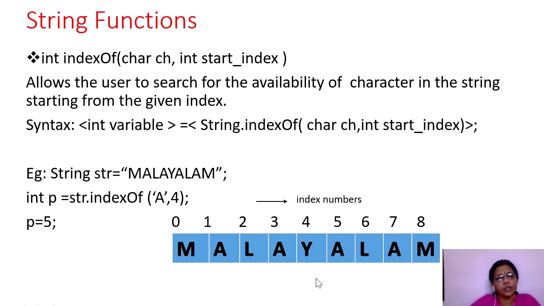Suppose I am searching here and I don't have that particular letter, it will not return a position; there is no such letter available from that particular position. Is it clear? So this is your indexOf with one argument and indexOf with two arguments.